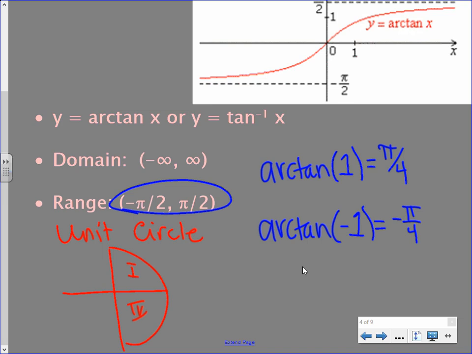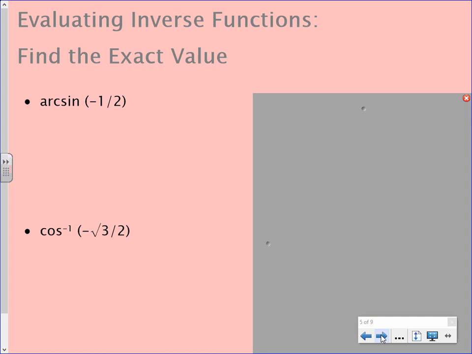Okay? So what you need to remember is which outputs you need to pick from. Inverse sine and inverse tangent have the same outputs, negative pi over 2 to pi over 2. Cosine has outputs from 0 to pi. That's what you're going to have to keep straight. Okay? So let's do some examples here. Go ahead and write these two down. We have the arcsine of negative 1/2 and the inverse cosine of negative radical 3 over 2.